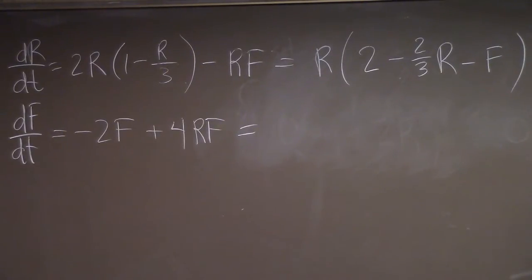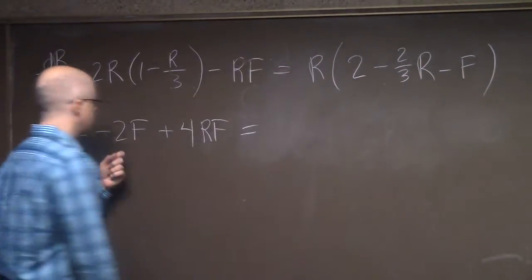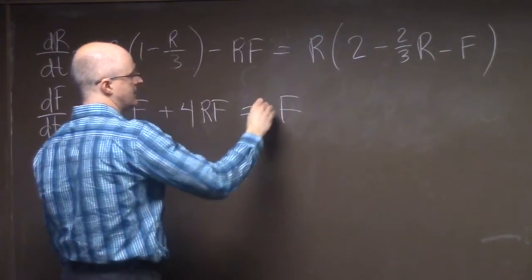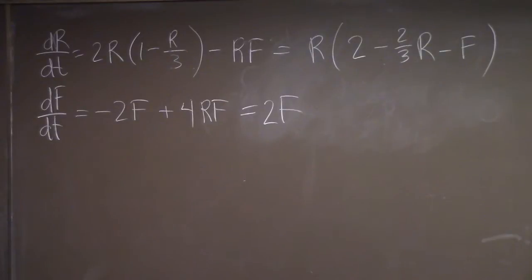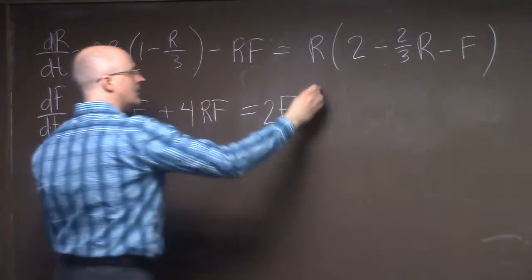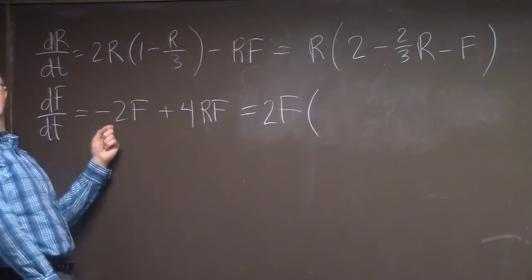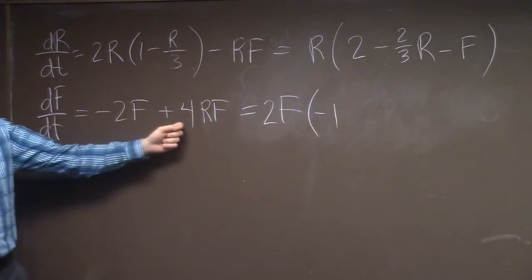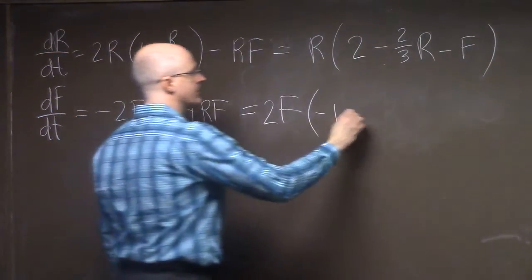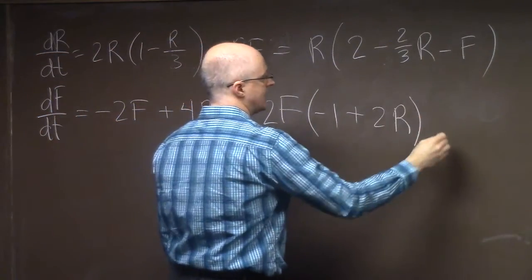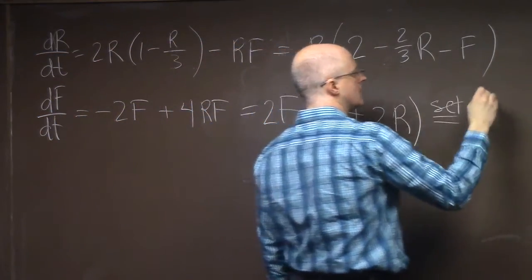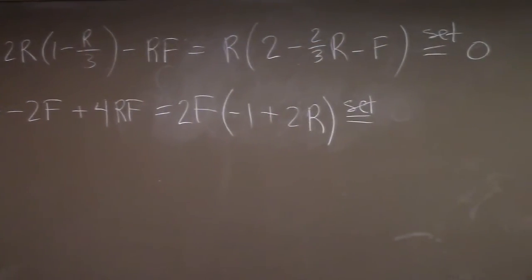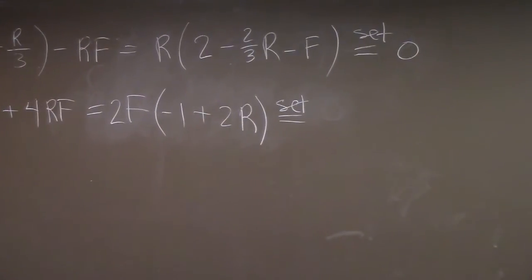Now go to the second equation. There's a common factor of F that can be factored out. You can also factor out a 2 if you like, though that's not absolutely necessary. What's left over? You would have a negative sign here, giving you a negative 1 there. And a plus 2R is left over from the second term. Now let's set these equal to 0 to get a system of algebra equations that you want to solve for R and F simultaneously.